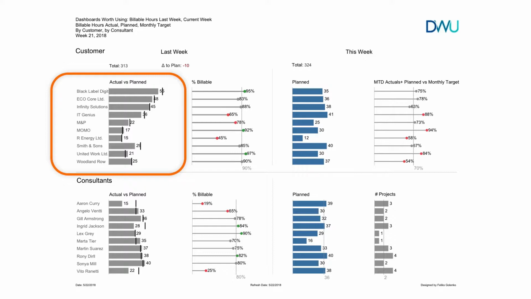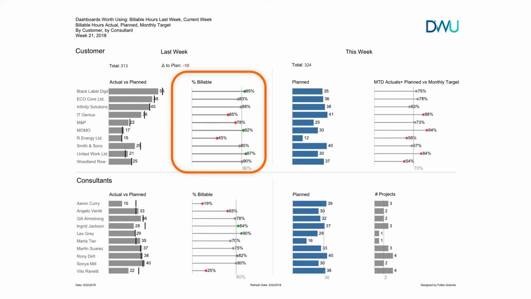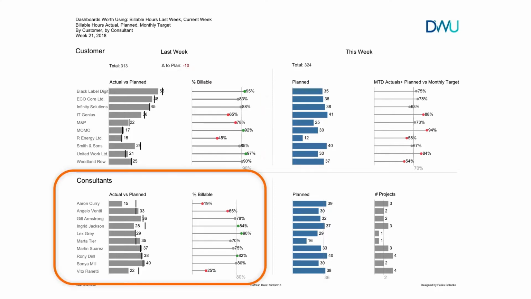Now, let's take a look at the individual charts. The first one, for the customers, we show what is the actual number of billable hours that we have had compared to the target for that week. We also show the utilization, or the percentage of billable hours in comparison to what was booked. The same principle we use for the consultants in the lower part.